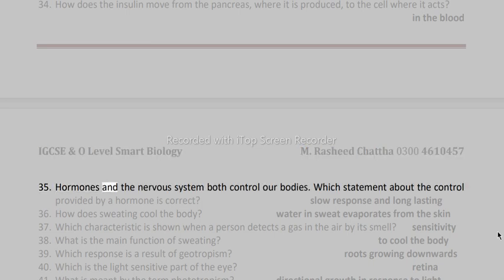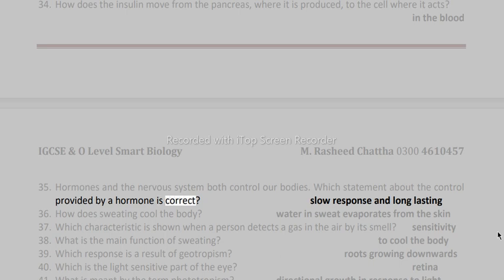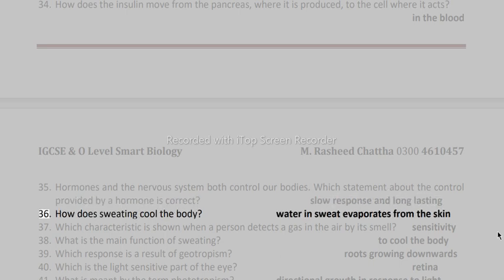35. Hormones and the nervous system both control our bodies. Which statement about the control provided by a hormone is correct? Slow response and long-lasting. 36. How does sweating cool the body? Water in sweat evaporates from the skin.